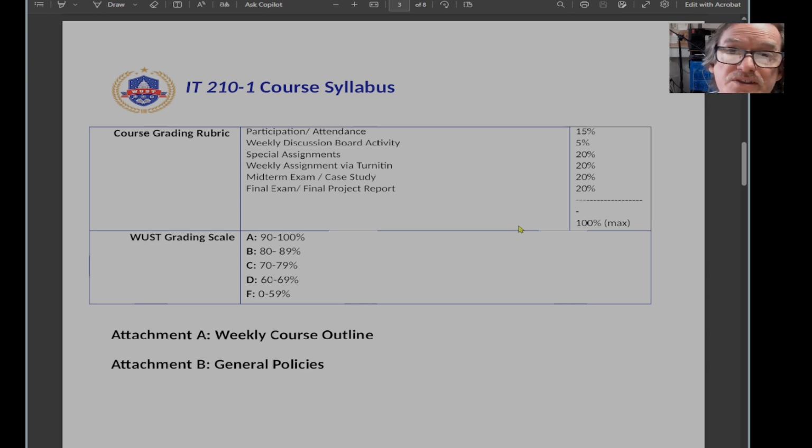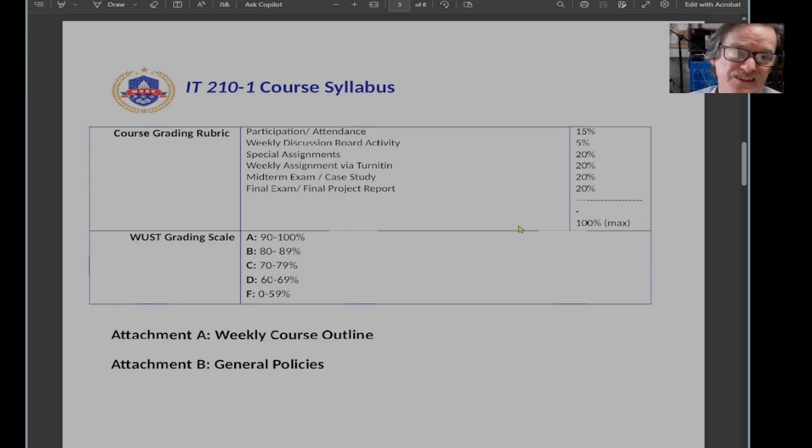So participation is the same. Participation and attendance is still 15%. But now discussions are 5%. That's been made up for with special assignments. That's now 20%. In addition to weekly assignments, which are the essays that you do in classes that you submit through the Turnitin system. Those are 20%.